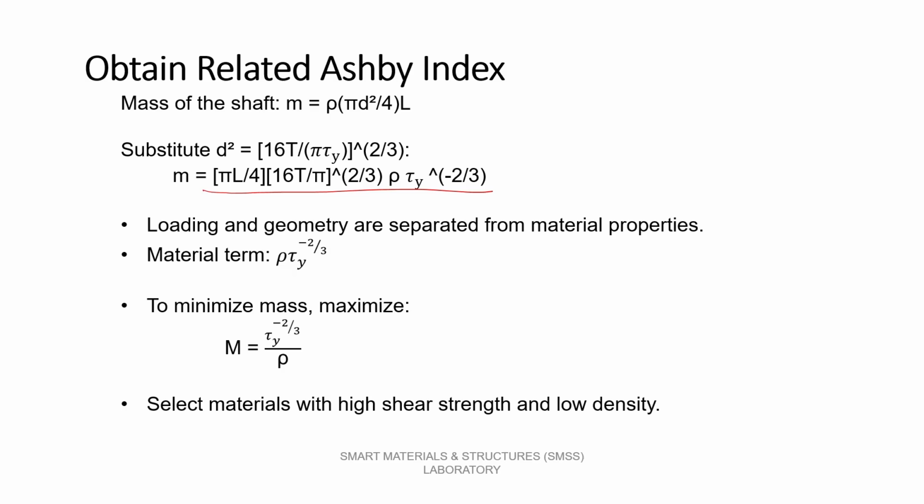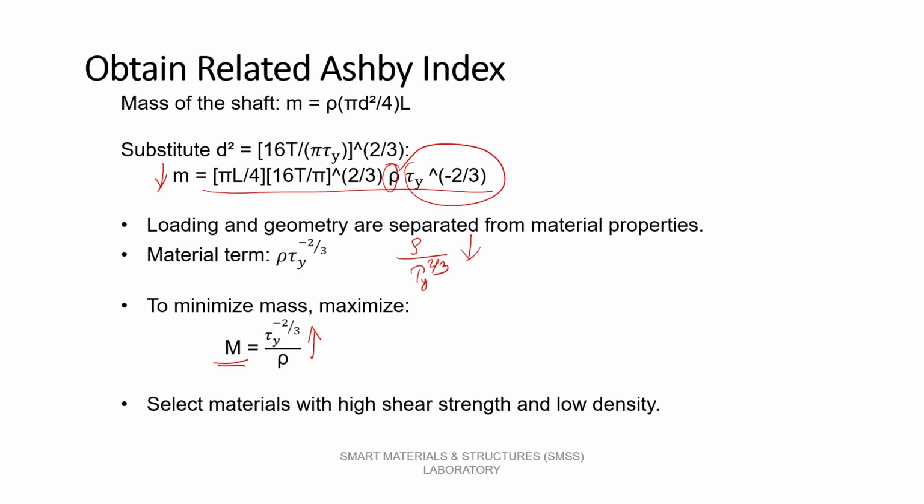So, if you separate the things out, you see what are the material properties that will be coming up here, right. So, you have to see that it is rho, that is one material property, and tau y to the power minus 2/3, that will be the second material property. So, essentially your material property is tau y to the power 2/3. In order to minimize the mass against shear, you have to minimize this, and that means you have to maximize this capital M, which is tau y to the power minus 2/3 over rho.